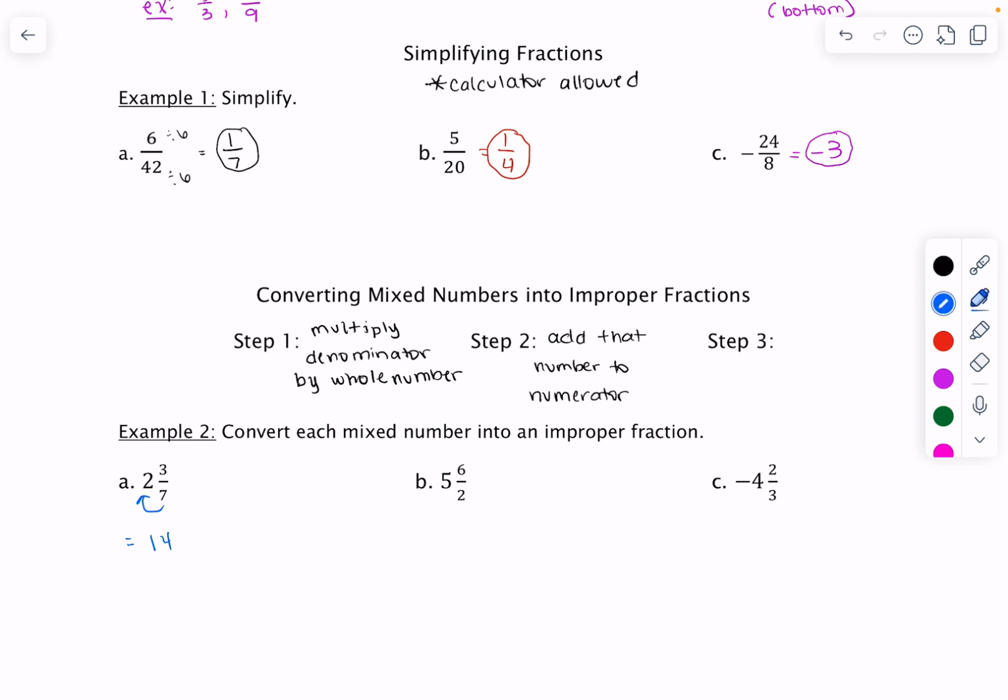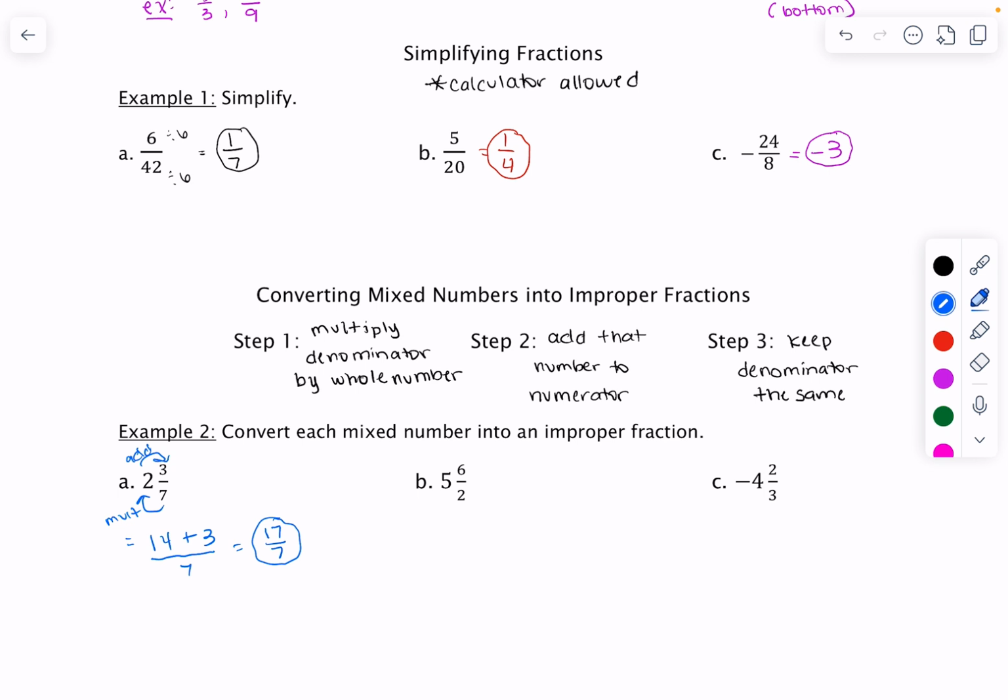So what does that look like here? Well, now we've got 14 plus, so we're going to add here, multiply here. So what is 14 then plus 3? Okay, and then the last step is we're going to keep the denominator the same. So it's going to be 14 plus 3 all over 7. And when we simplify that, we're going to get 17 over 7. Because the numerator 14 plus 3 is 17.